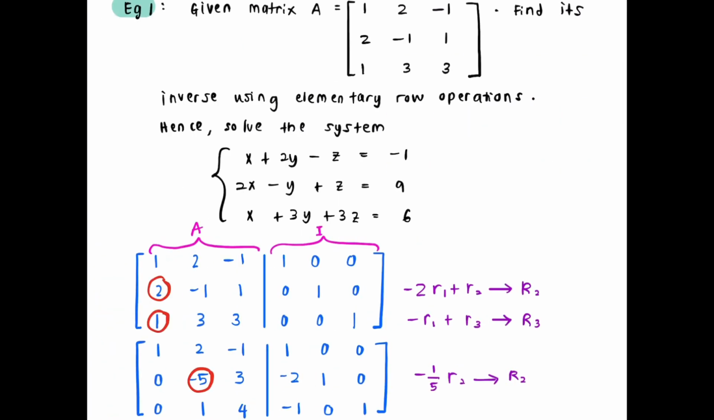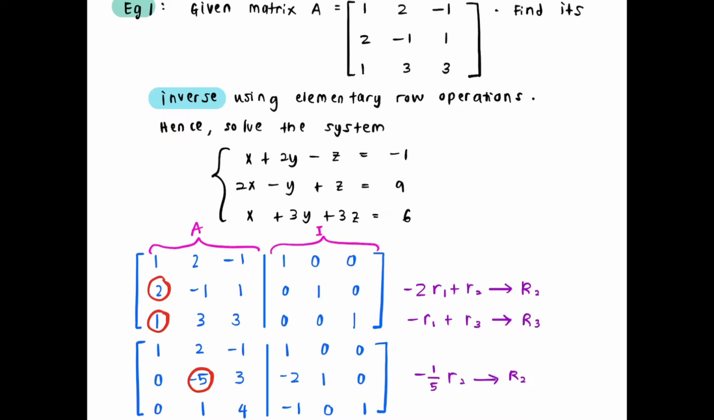Now let's look at this one example here. Given a matrix A in this form, and then find its inverse using elementary row operations. Hence, solve this system of equation. So let's do one by one. We have matrix A. So now let's find its inverse. This is what the question wants.